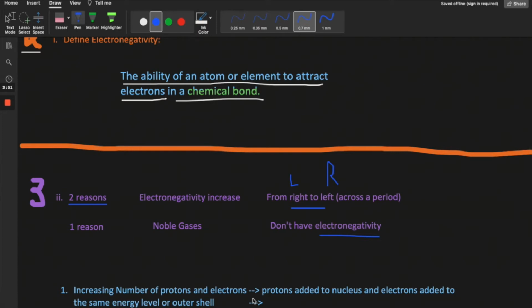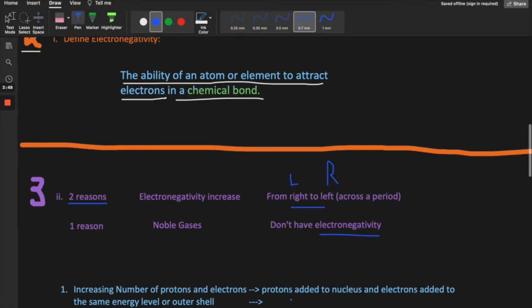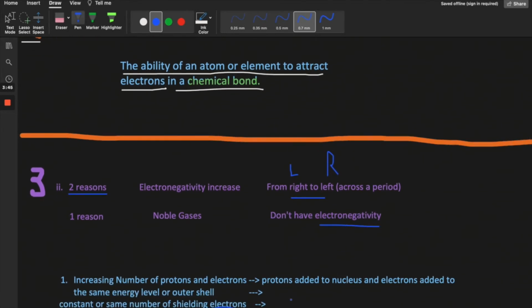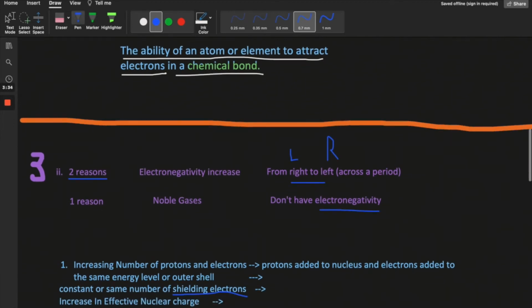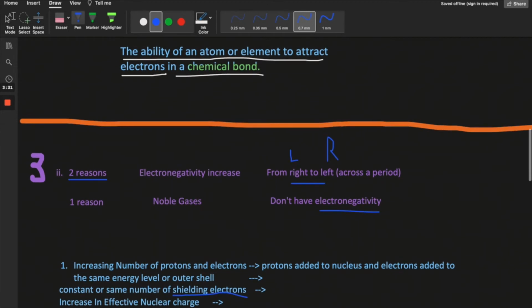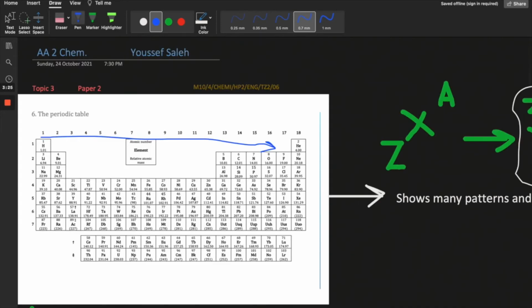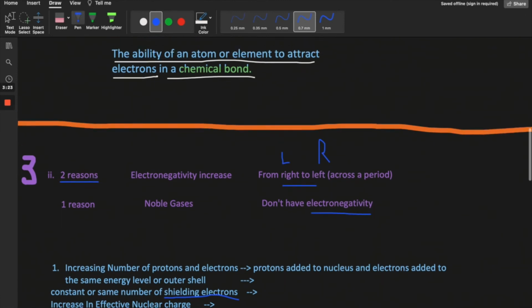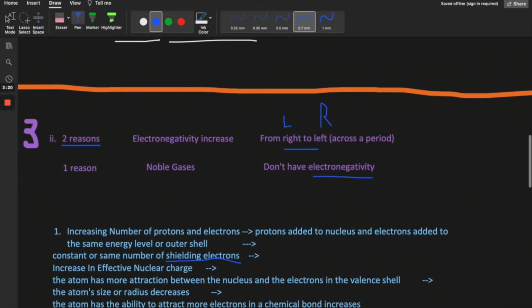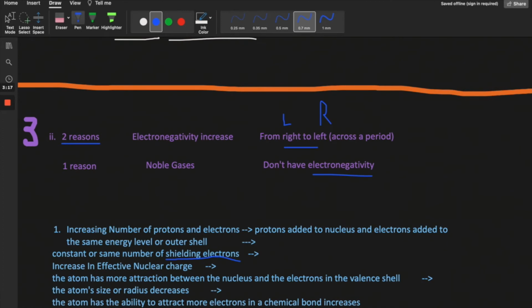So the shielding electrons stay constant across the period from left to right. This means that since the number of protons is increasing, but the number of shielding electrons stays the same, the effective nuclear charge increases, which means that the atom has more attraction between the nucleus and the electrons in the valence shell, meaning that the atom's size or radius will decrease, and the atom will have a larger ability to attract more electrons in a chemical bond. So atoms on the right have a higher electronegativity.